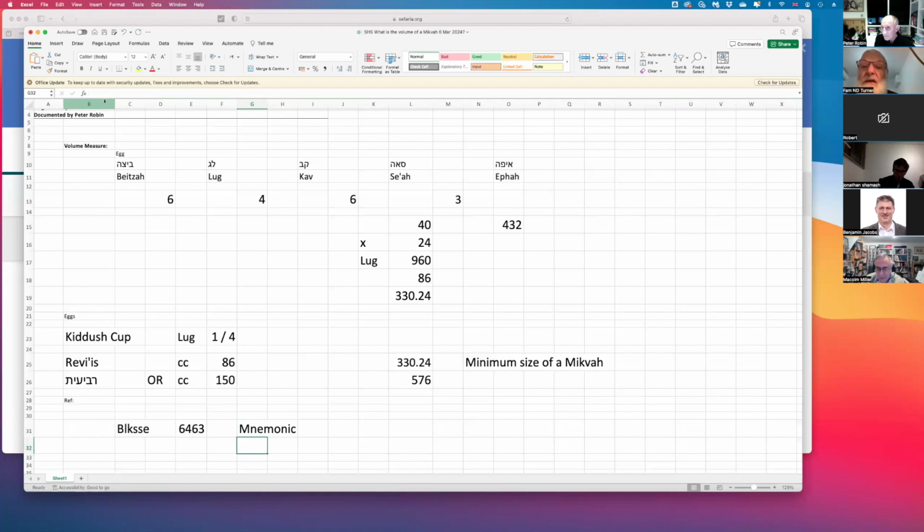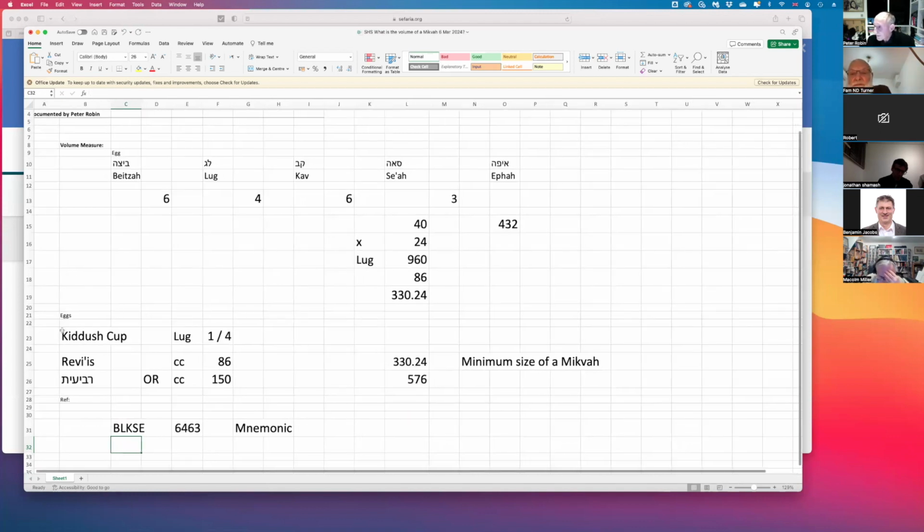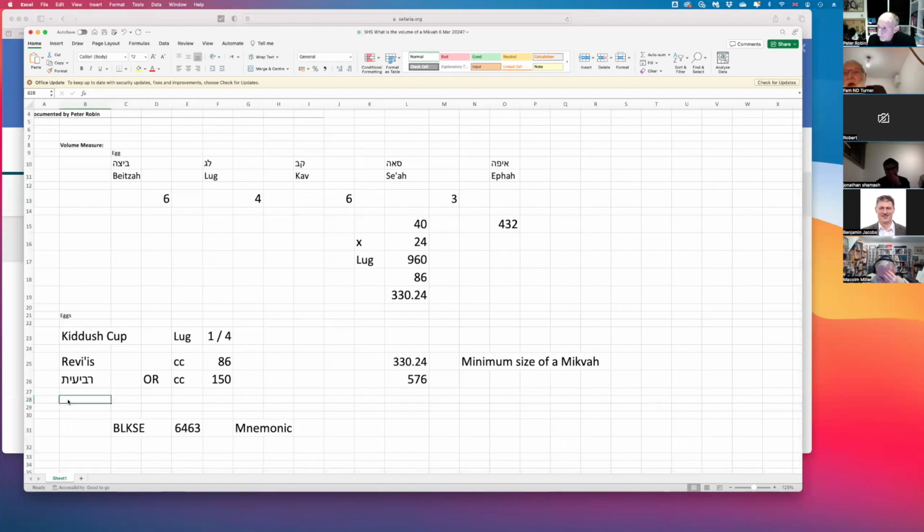Actually, yeah, BLK. Can we take that BLKSE and make capitals? B, capital L, capital S, E. That's it. Black Sea 6463. And the 6 goes between the Beitza and the Lug. And that's the way to remember, going right up to an Aphel. We haven't used an Aphel, we didn't need it.